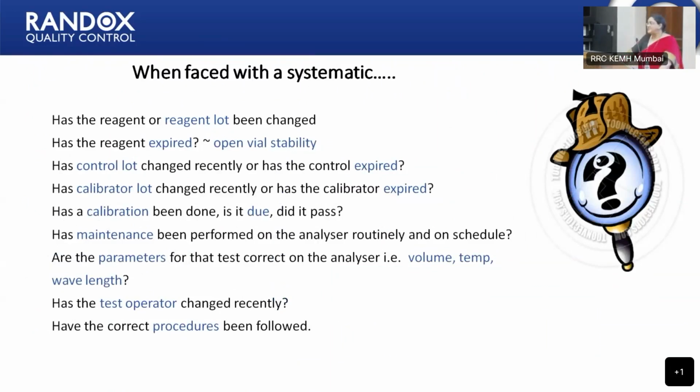A few possible reasons for getting systematic error in EQA are that the reagent lot stability has expired, or the open vial stability has expired. The control lot or the calibrator lots are expired. The calibration is due; it was done long back and the requirement of calibration is there. Whether maintenance is done regularly or not. The parameters from the volume, temperature, and wavelength point of view, and the application.